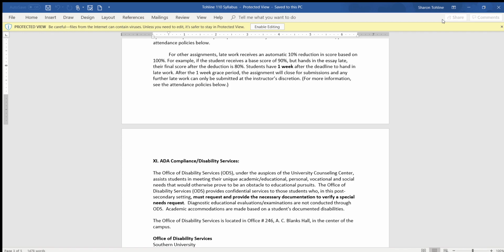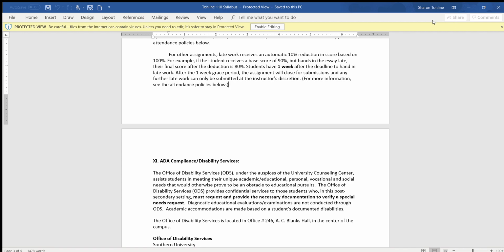That's not a thing. You have the grace period. You can use it for any reason. You can use it as many times as you need to. You can be a week late on every essay. But then every essay is going to get docked 10%, right? So please be mindful of that.